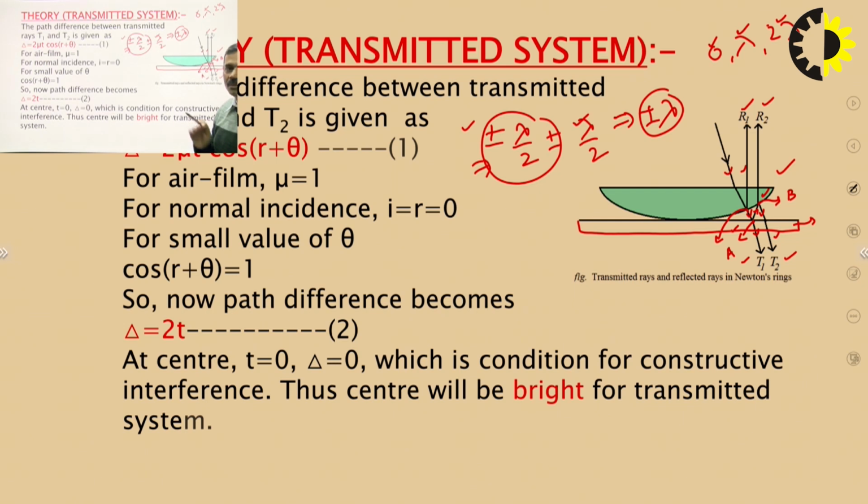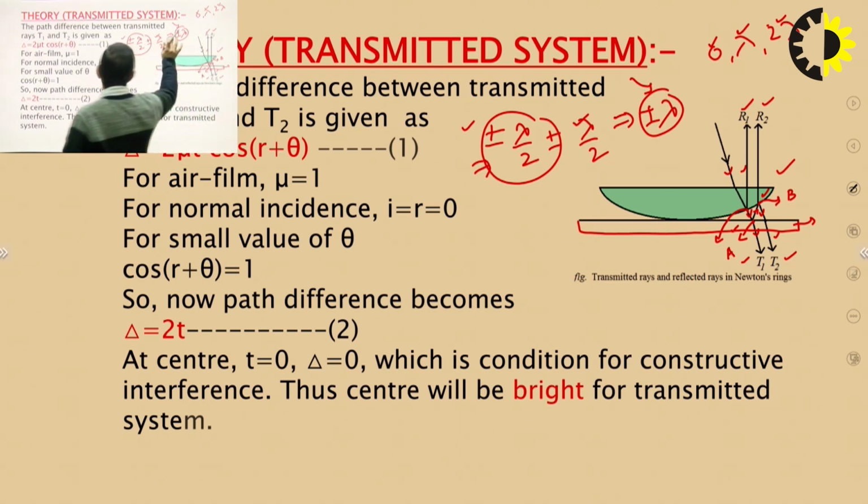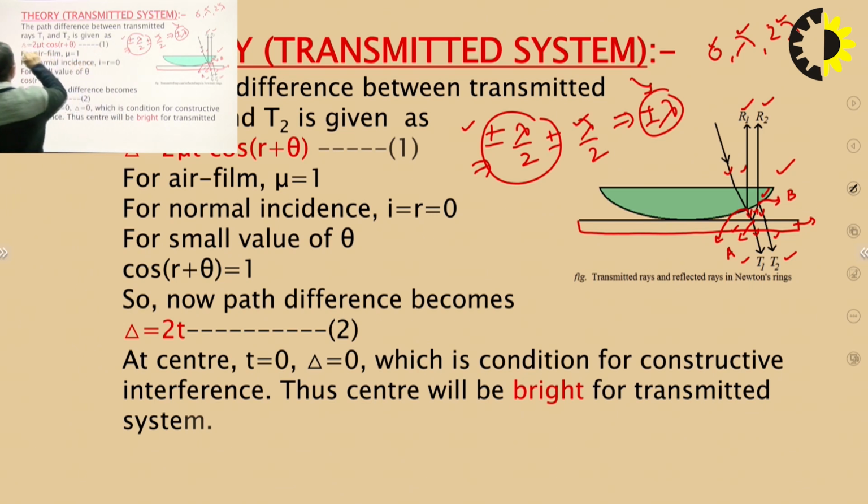That means if there is a constructive interference, it will remain constructive, and if there is a destructive interference, then it will remain destructive interference. So we cannot add this factor plus minus lambda by 2 here. We can take only this path difference, 2 mu t cos(r + theta).